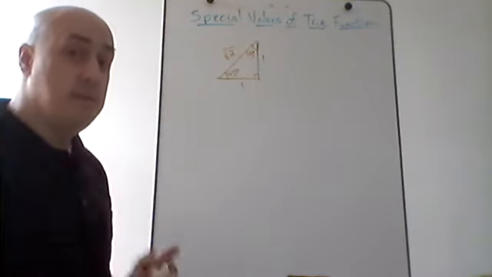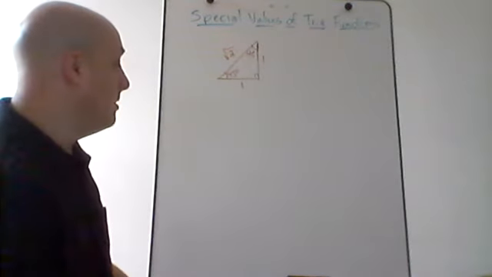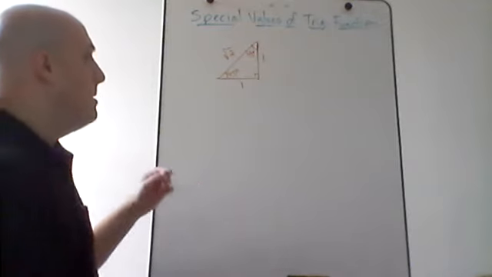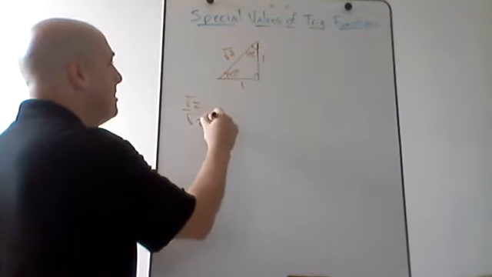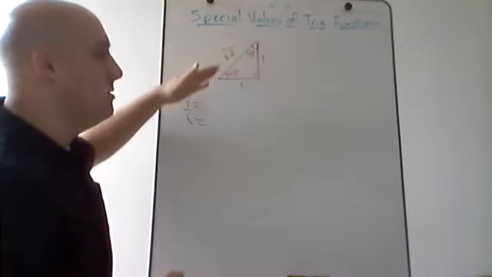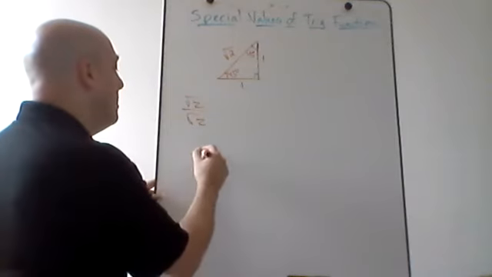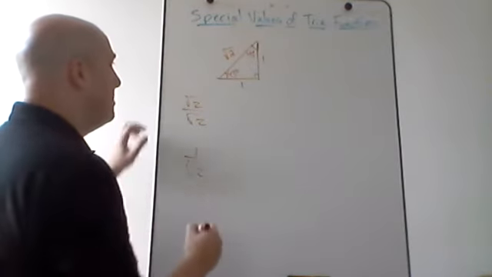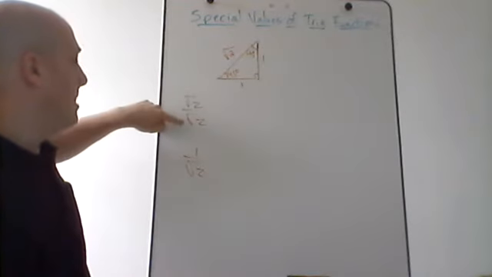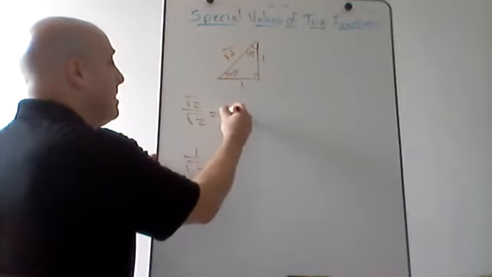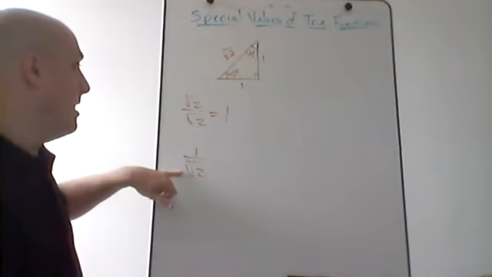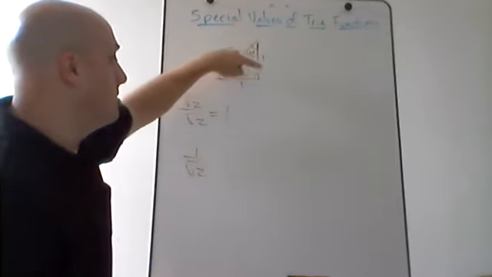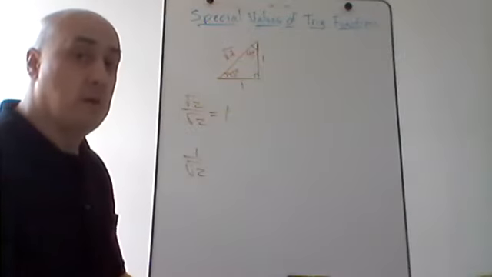What I'm going to do with this 45, 45, 90 triangle is divide each side by the square root of 2. The reason I'm doing that is because I want to turn that hypotenuse into a length of 1. So the square root of 2 divided by square root of 2 gives me a 1, because anything divided by itself equals 1. I'm going to take these other sides, which are 1, and divide those by the square root of 2 too.